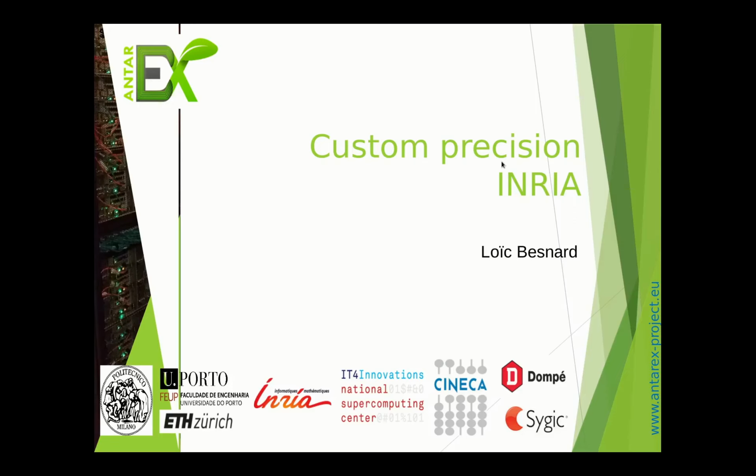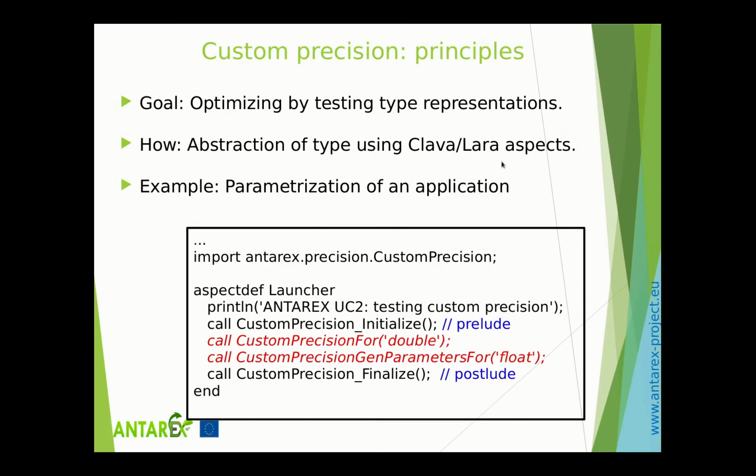In this video, we present the custom precision defined by INRIA. To easily explore different representations of C numerical types, the user should develop their application by introducing data type abstraction. But when that is not the case, it becomes fastidious to do it afterwards. So we have developed a LARA aspect to do this work.